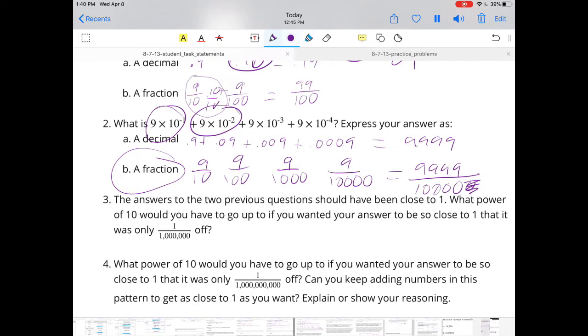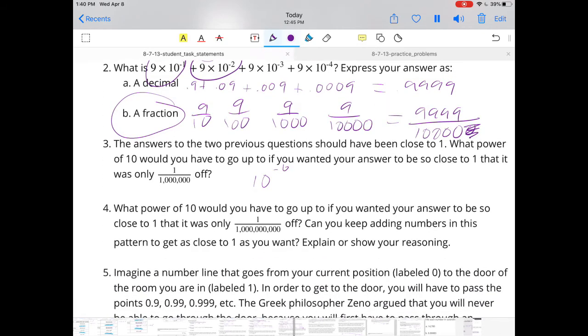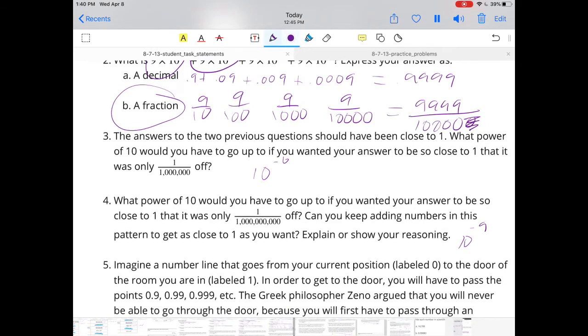So the answers to the 2 previous questions have been close to 1. What power 10 would you have to go up to if you wanted your answer to be close to 1 that was only 1 millionth off? You would have to go 10 to the negative 6. And similarly, for the next one, because it's 9 zeros, you would have to go 10 to the negative 9th. Okay?